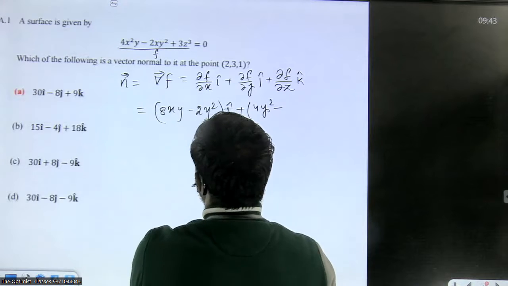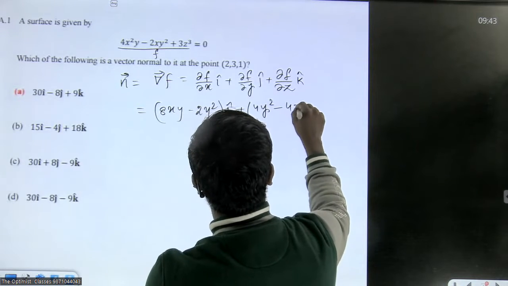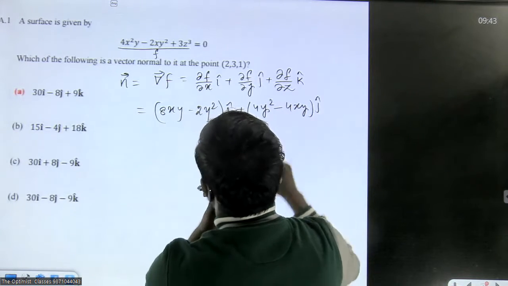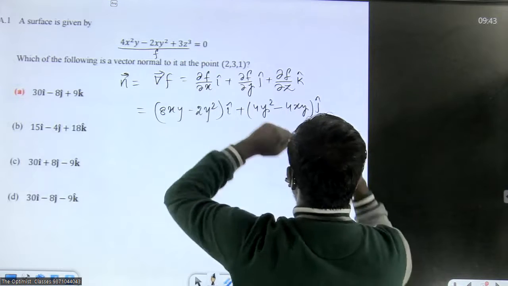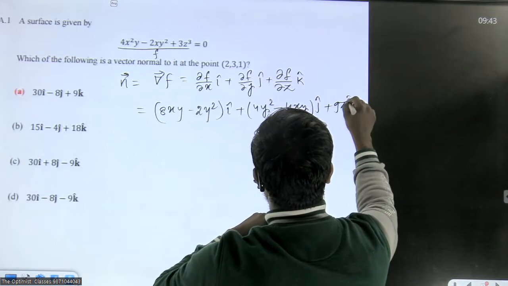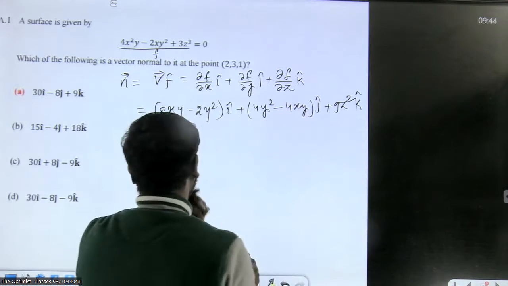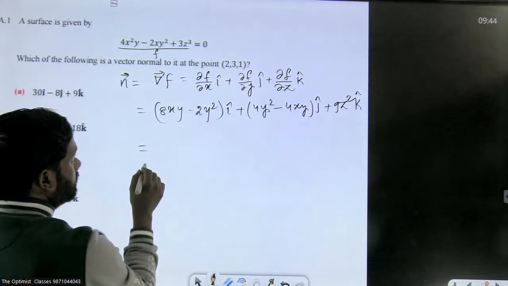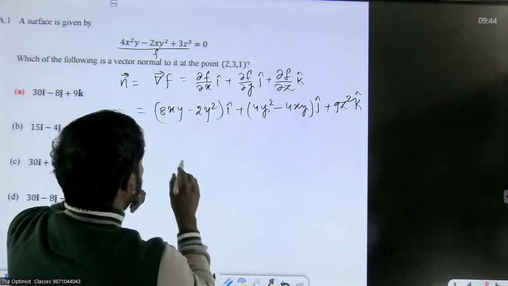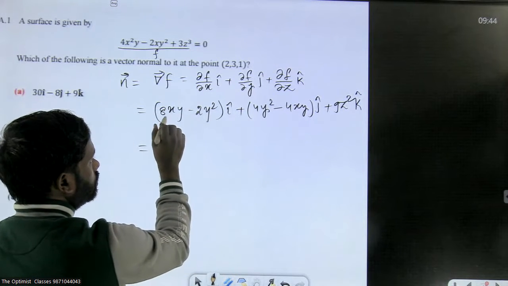Y gets differentiated. And from here, you get minus 4xy j cap. And when you differentiate with respect to z, you get here 9z square k cap. Okay. Now let's put the values. So see, the values are 2, 3, 1. So in place of x, you put 2 and 3.